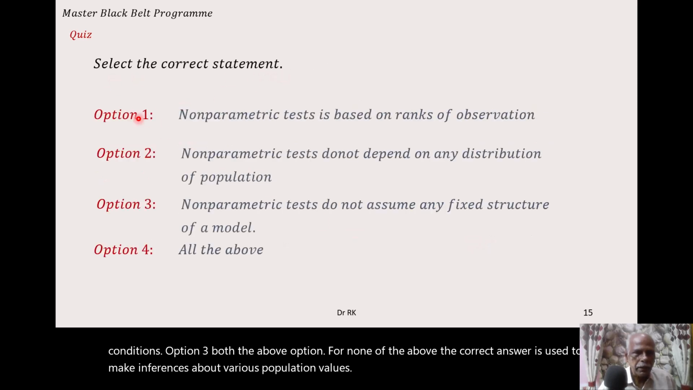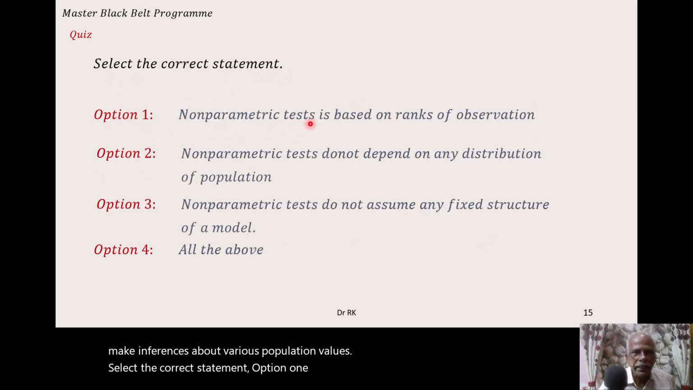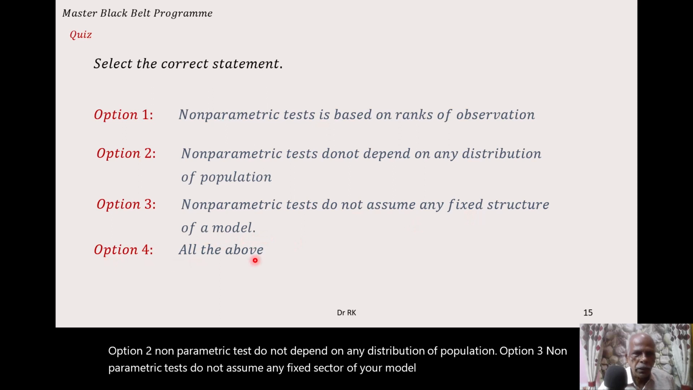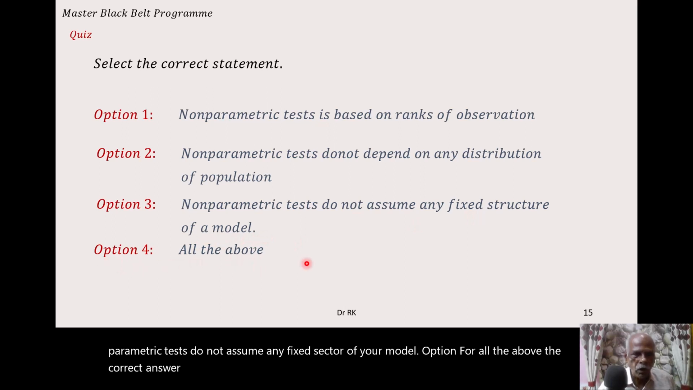Select the correct statement. Option 1, non-parametric test is based on ranks of observation. Option 2, non-parametric tests do not depend on any distribution of population. Option 3, non-parametric tests do not assume any fixed structure of your model. Option 4, all the above. The correct answer is option 4, all the above, because all the three statements are true.